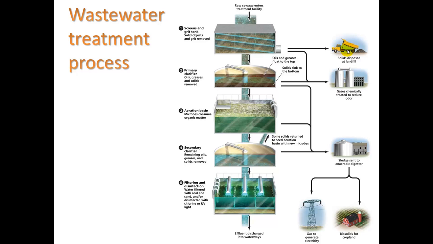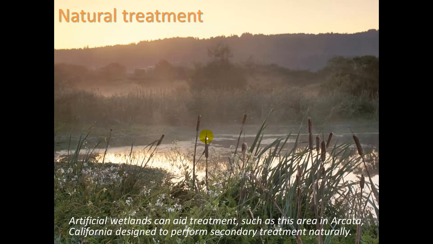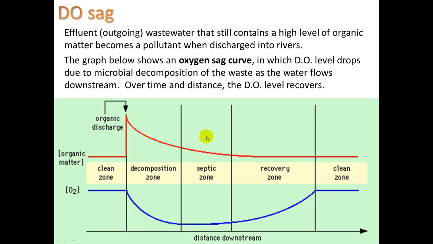All right, so that's the main process. And I want to mention two other things here. This is a good time to bring up DO sag, dissolved oxygen sag. This is where effluent, or outgoing wastewater that still contains a high level of organic matter, becomes a pollutant when discharged into rivers. We try to get rid of all that organic matter using the microorganisms in the aeration tank, but still some can make its way out. The graph below shows an oxygen sag curve in which DO level drops due to microbial decomposition of the waste as the water flows downstream.